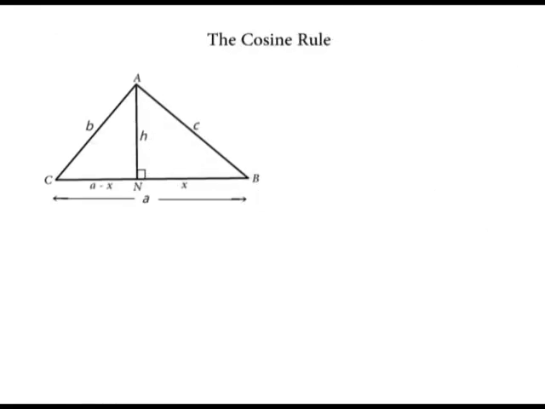The cosine rule. Now consider this triangle ABC. AN is perpendicular to BC at N, and therefore triangles ABN and ACN are right-angled triangles. Using Pythagoras' theorem, in triangle ANC, B squared is equal to H squared plus A minus X squared. Expanding that bracket, we shall have B squared is equal to H squared plus A squared minus 2AX plus X squared. We call that equation 1.